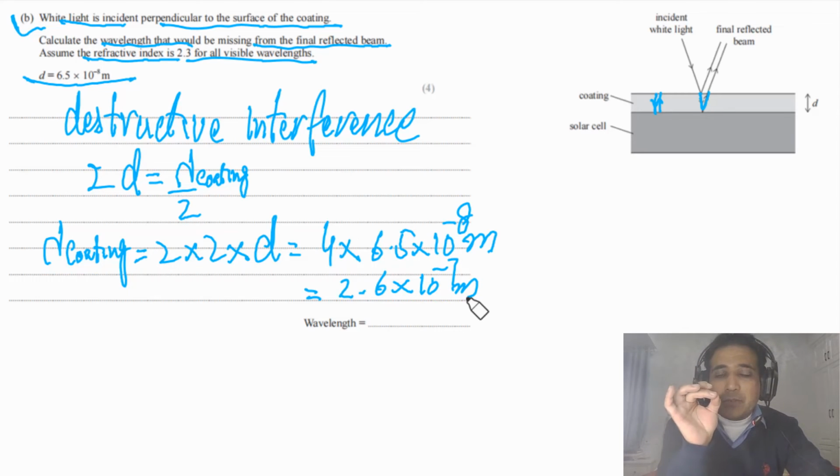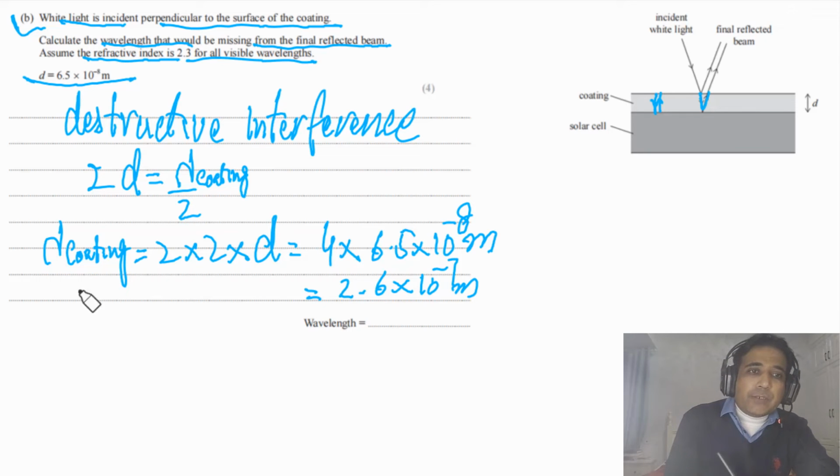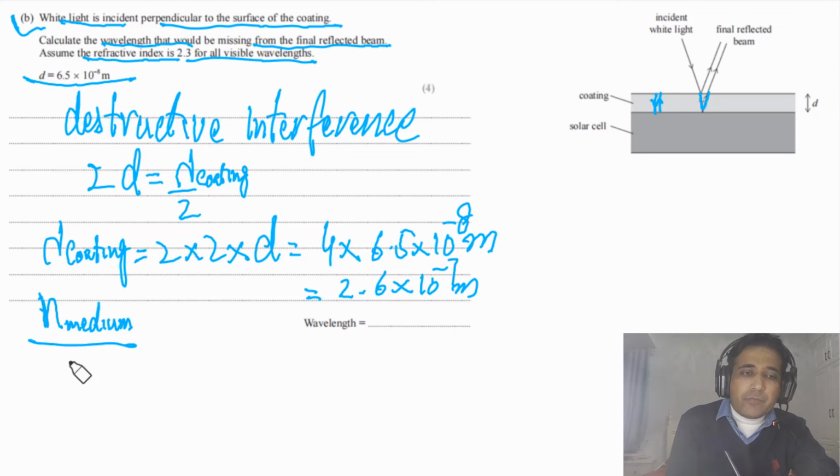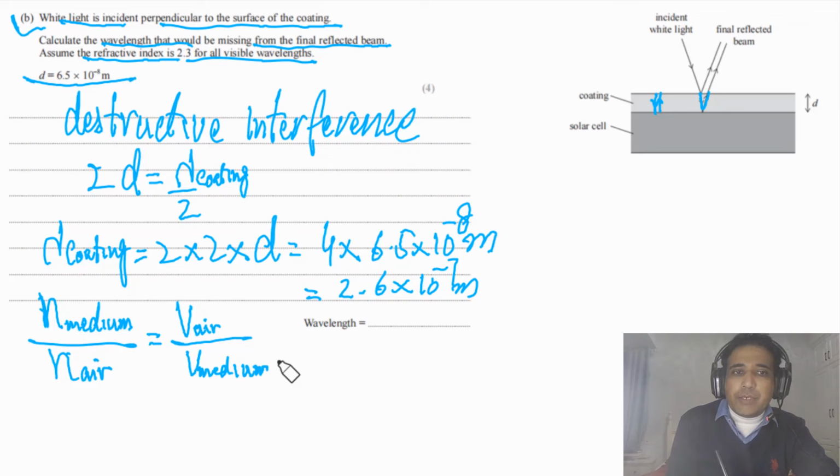But this is the wavelength in the coating. We need to find the wavelength in air. So for this purpose we need to understand the refractive index of the medium, divided by the refractive index of air or vacuum. This is equal to the speed in vacuum, or speed in air, divided by the speed in medium.